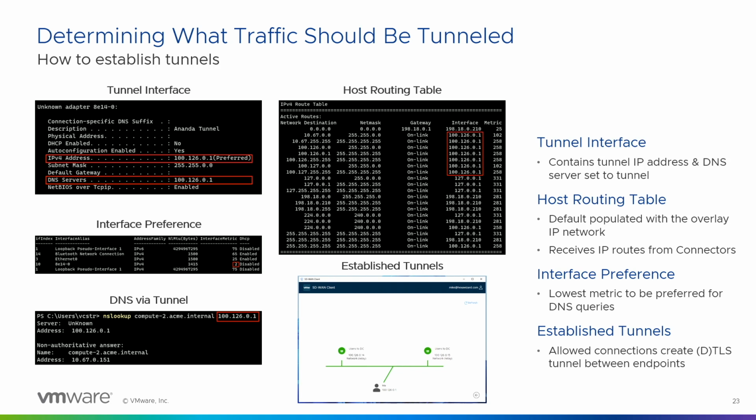So if we look at the DNS via tunnel, the bottom left there, this is an example of doing an NS lookup for compute to Acme internal, specifically to the own host IP address. So we get that DNS request, we know which connector is advertising for it, we send it to it, it resolves it, and boom, we get the IP back. So now we know how to forward correctly on the tunnel interface. And assuming you've got the network in place to allow the communication to flow to that destination, then we'll establish the tunnels.